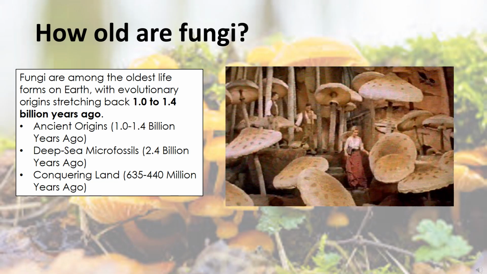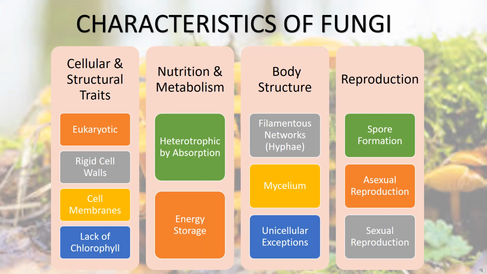for land plants. Fungi are eukaryotic, spore-producing organisms that lack chlorophyll. Unlike plants or animals, they are heterotrophs that excrete digestive enzymes externally, absorbing nutrients directly from their environment. Cellular and structural traits. Eukaryotic. Fungal cells contain membrane-bound organelles, including a well-defined nucleus and mitochondria. Rigid cell walls. Unlike plants, which use cellulose, fungal cell walls are primarily composed of chitin, the same tough polymer found in the exoskeletons of insects.